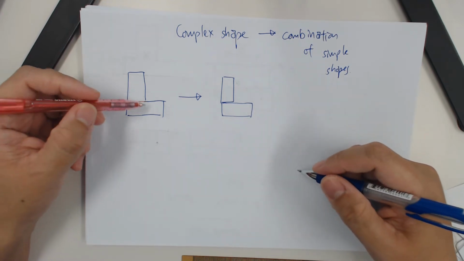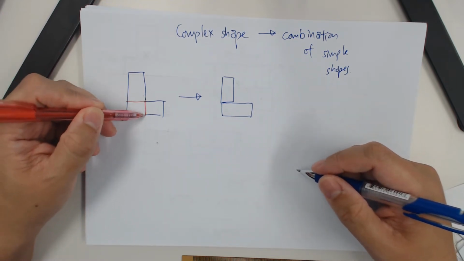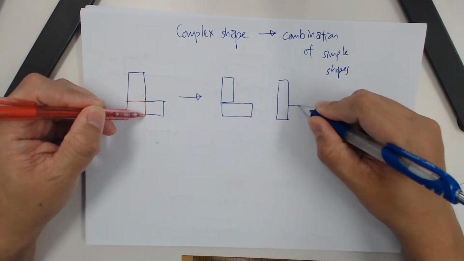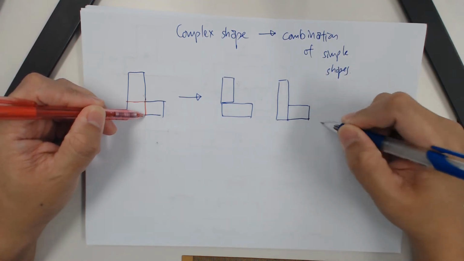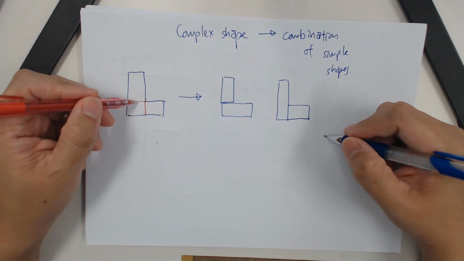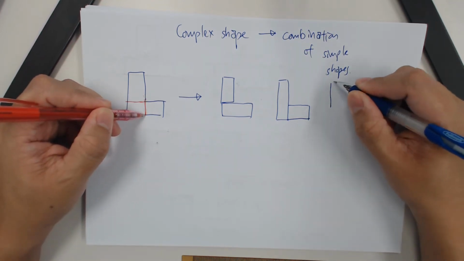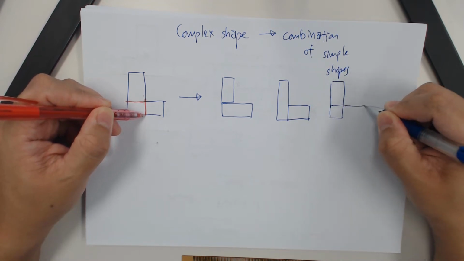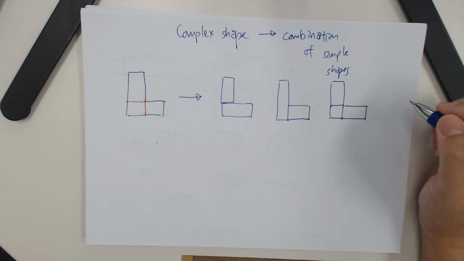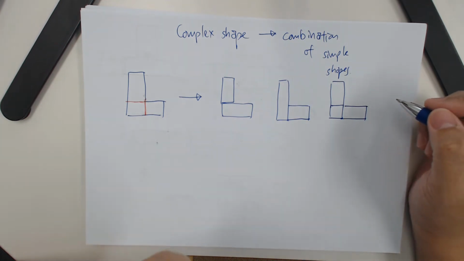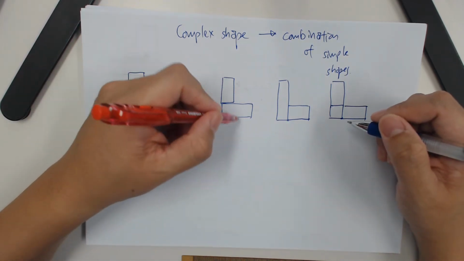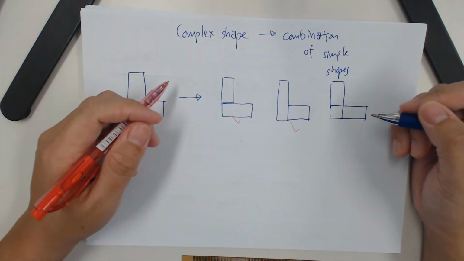Or if you cut along this line, you get a long vertical rectangle followed by a short horizontal rectangle. Or if you're daring enough, you cut along these two lines, you will actually get three shapes. But of course, rule of thumb, we try to minimize the number of shapes because every shape will incur an additional calculation. So ideally, you would be looking at either this one or this one.